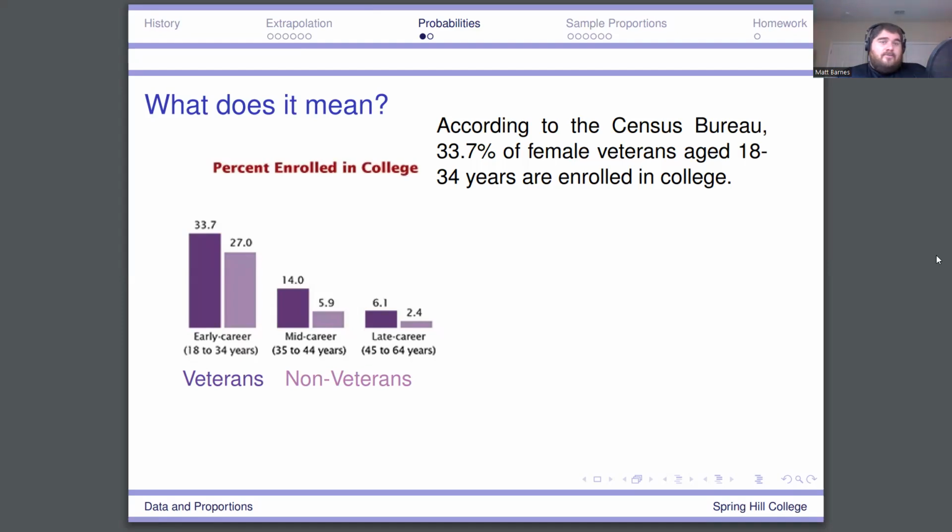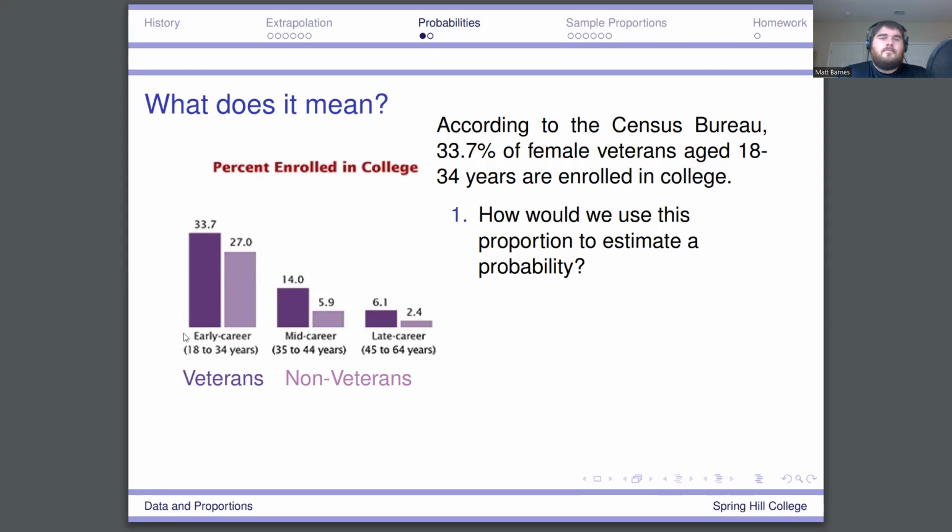So if we go back to our data visualization lesson, we pulled this from here. We have female veterans in various stages of their career. We have the percent enrolled in college. So our dark purple here is veterans, and our light purple is non-veterans. If we look at this very first bar over here, we have 33.7% of early career veterans enrolled in college. So first question is, how would we use this proportion, this 33.7%, to estimate a probability?